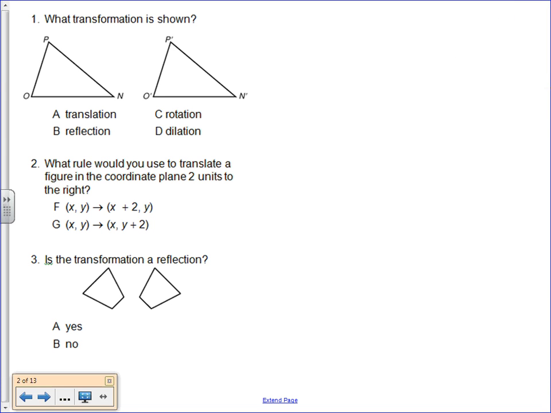All right, this is Chapter 5 review. We have a test tomorrow. Number 1 says, what type of transformation is shown?